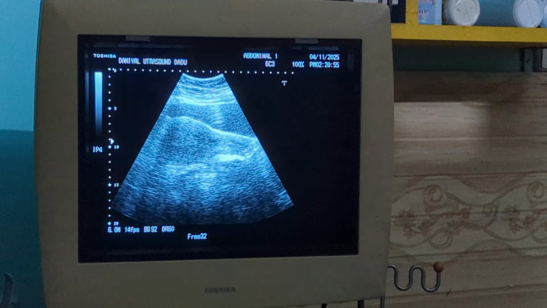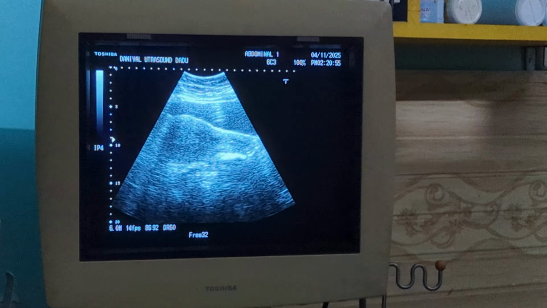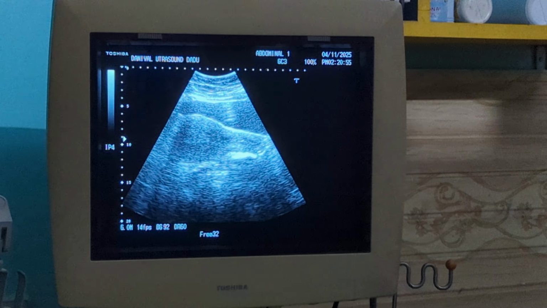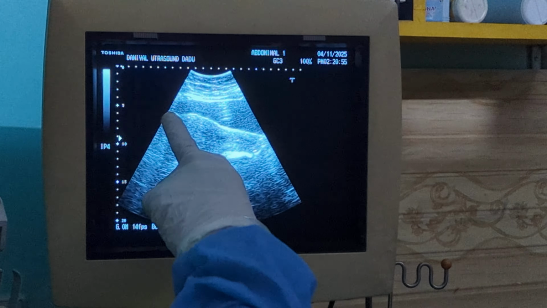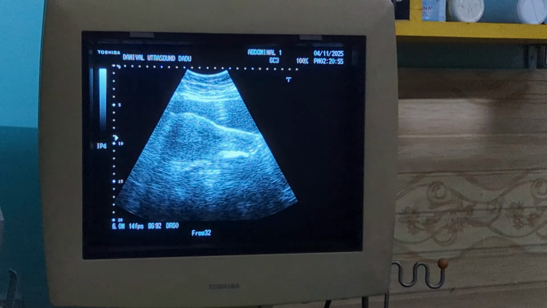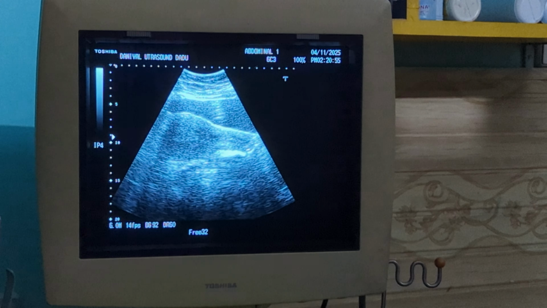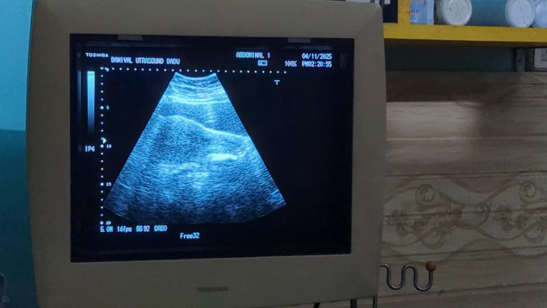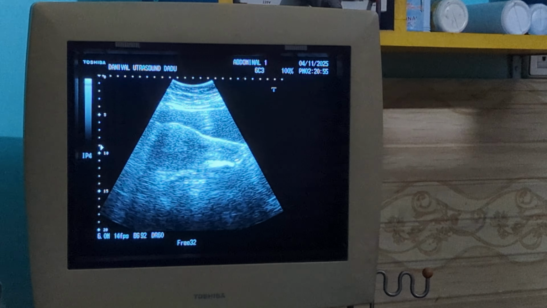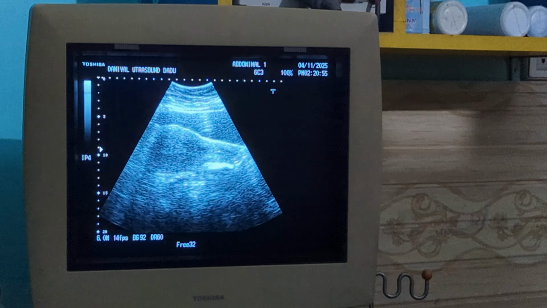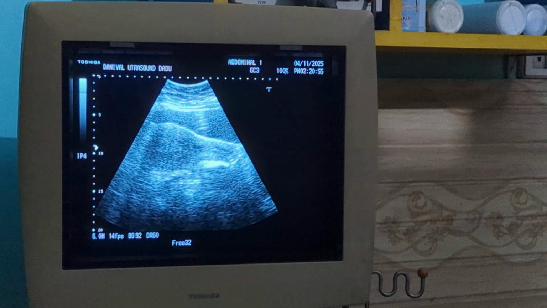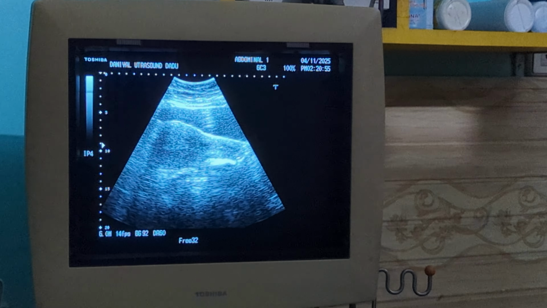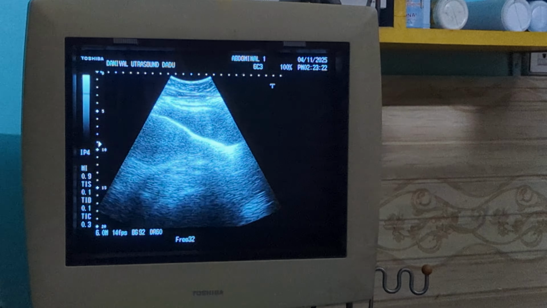So here, the ultrasound findings show a few key points. There is an enlarged uterus. It is globular in shape rather than having a normal pear-like contour. The endometrium appears heterogeneous with ill-defined areas of increased echogenicity mixed with small cystic spaces, like you see here.